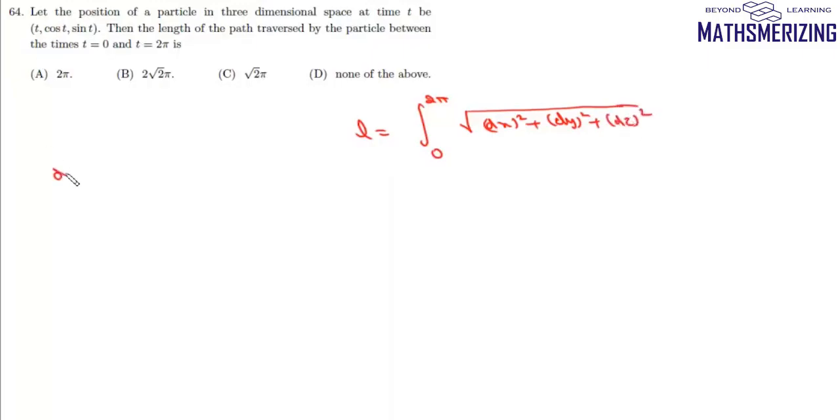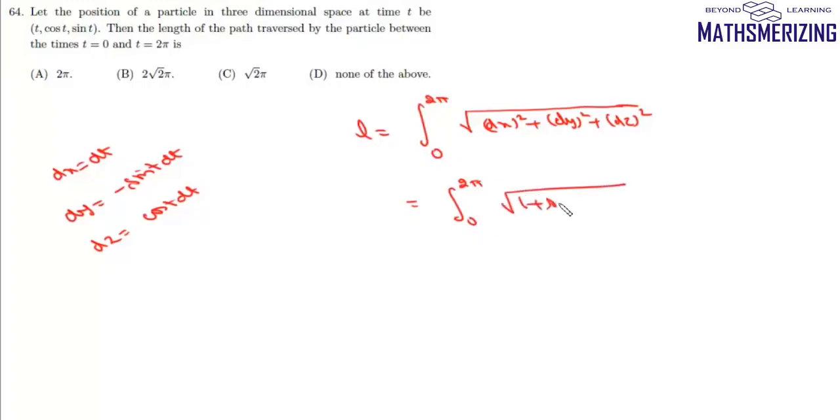Now x is t, so dx is dt, dy is minus sin t dt, and dz is cos t dt. So we can write this length as from 0 to 2 pi this integral, and then here we'll get this as 1 plus sin square t plus cos square t into dt.